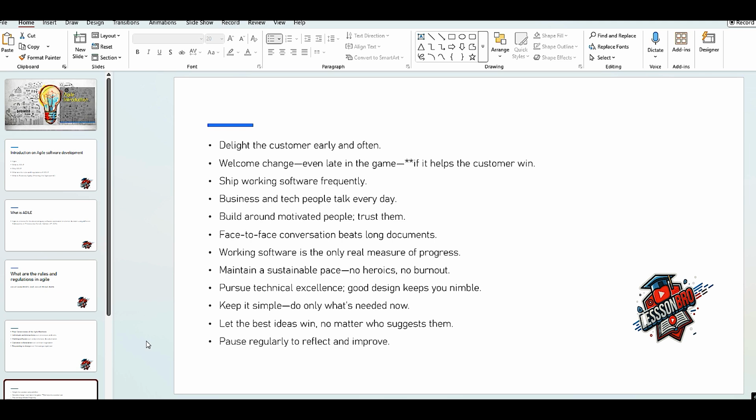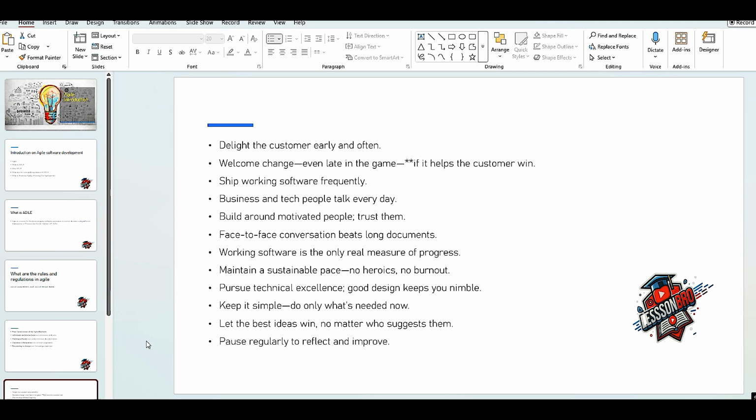Second thing is maintain a sustainable pace. What is a sustainable pace? Can anyone tell me what a sustainable pace is? That means whatever happens in the project, we have to keep updating.